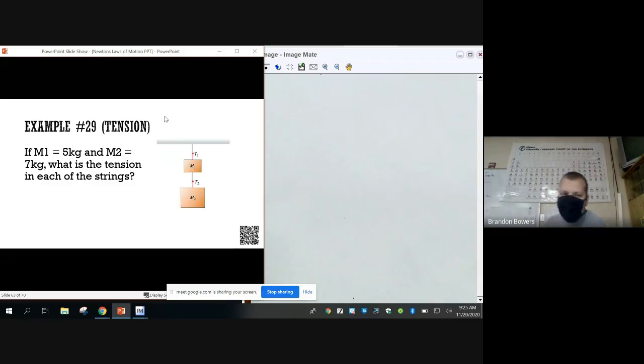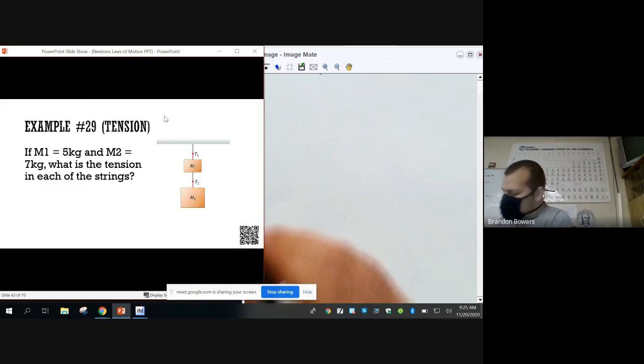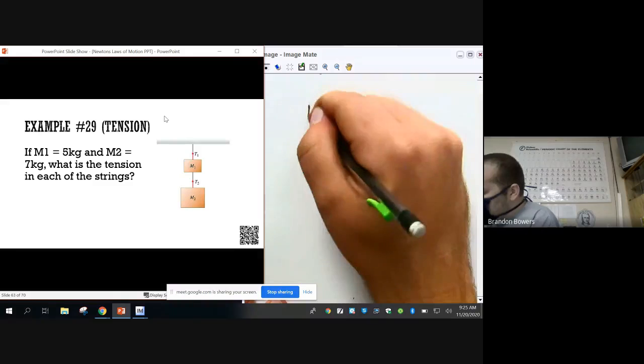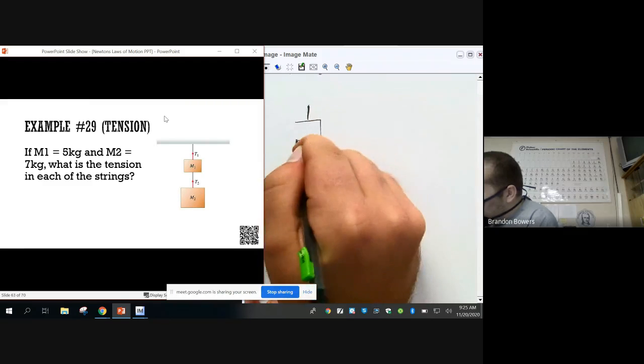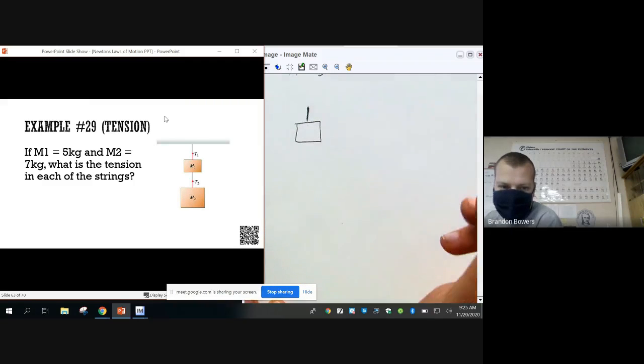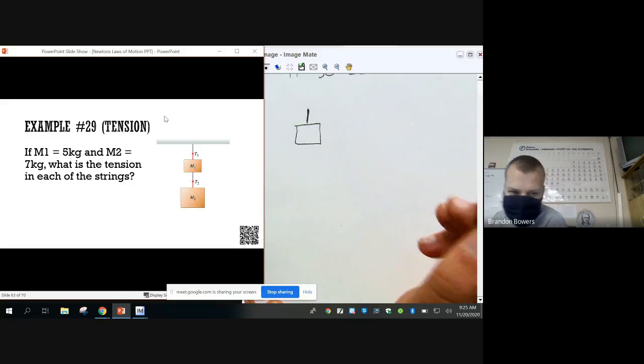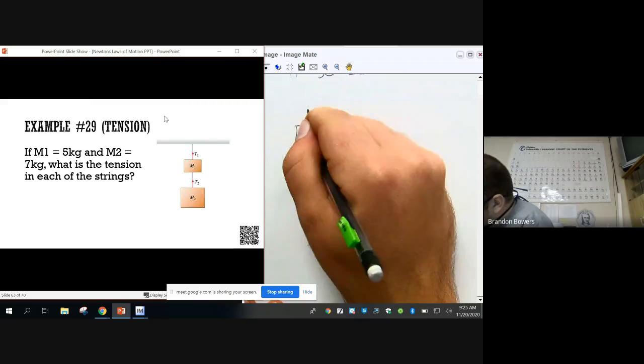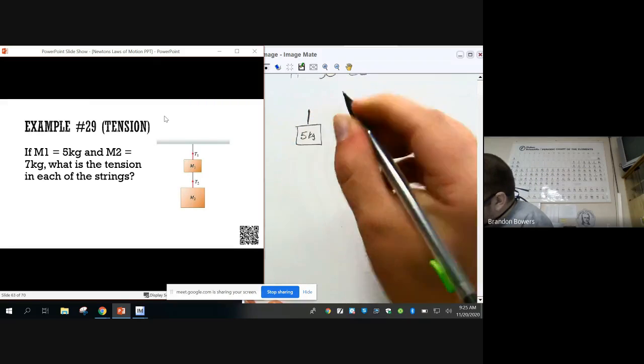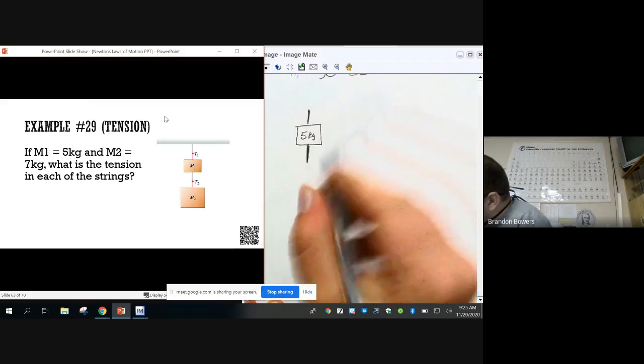All right. If mass 1 equals 5 kilograms and mass 2 equals 7, what is the tension in each of the strings? Okay, so I'm going to draw it out. Here is my first mass. That's going to be the 5 kilogram one, coming down.